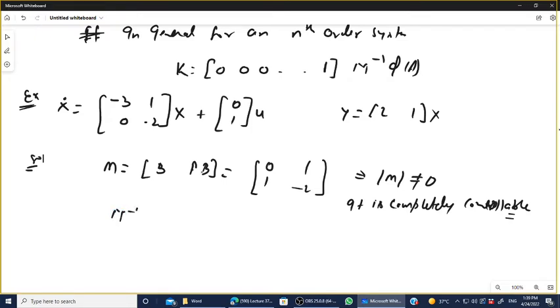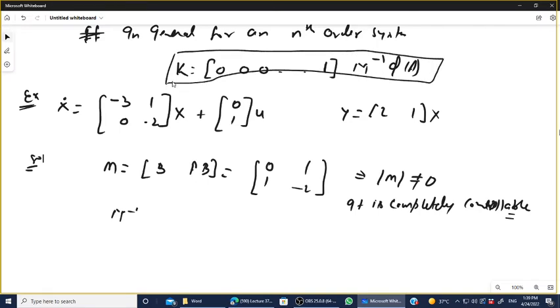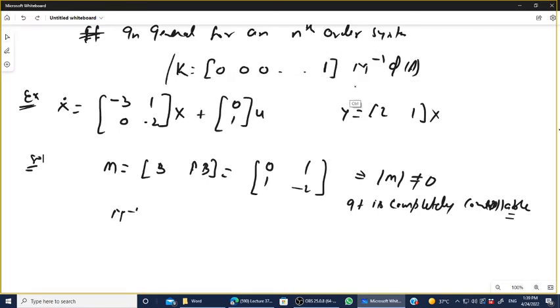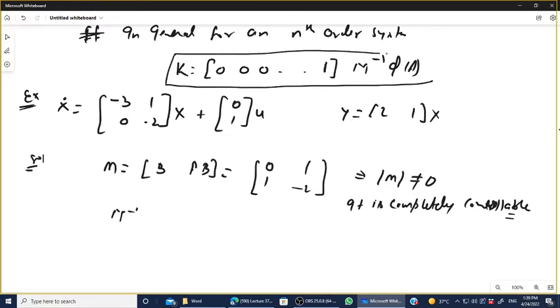You need M inverse because the final value of k is defined as [0 0 1] times M inverse times phi A. Okay, so M inverse you have to find. M inverse is nothing but [2 1; 1 0]. It will be the matrix M minus 1, M inverse.